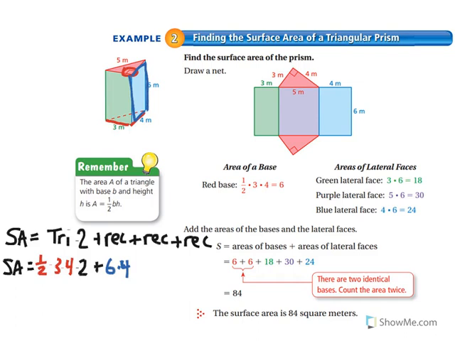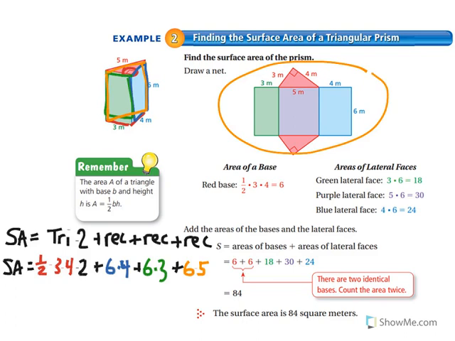Now, my next rectangle is going to be the green one. It's right over here, and as you can see, it's 6 by 3. And then finally, I have the last one, which is in the back, right? And it is 6 by 5. It may help to look at the net. I don't know what's easiest for you. This is just how I do it.